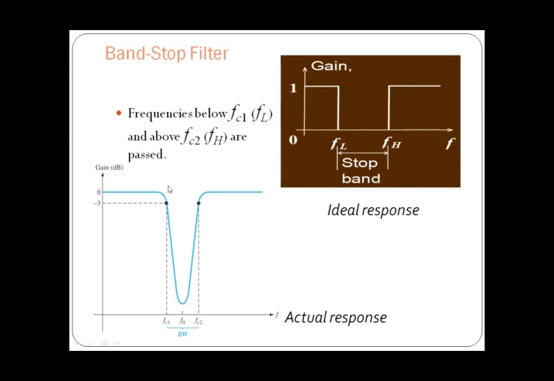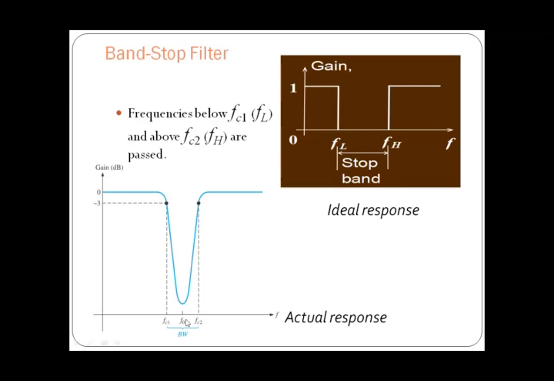So when coming to the practical response of the filter, here you can observe the practical response in a blue line curve. Here the gain is maximum below fc1 and the gain is maximum above fc2. Between fc1 and fc2, the gain will be low, and at the center frequency f naught, the gain will be almost very low. So this is the band stop filter response.